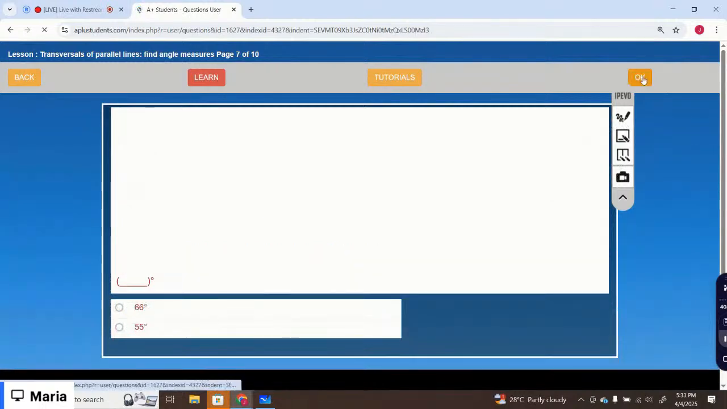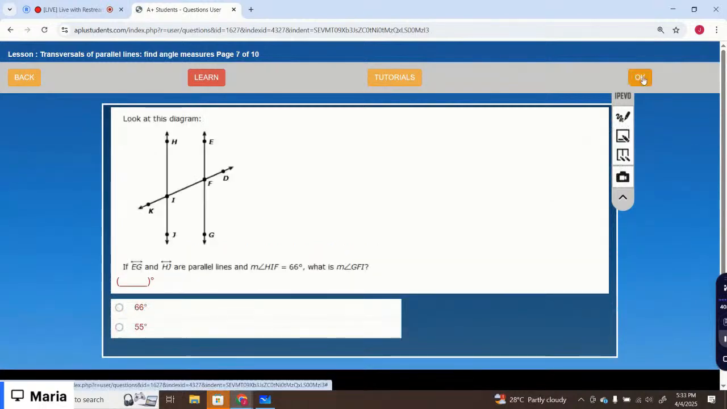Look at the diagram. If EG and AG are parallel and HIF is 66 degrees, what is angle GFI? That is again 66 degrees. Option number one is the correct option.